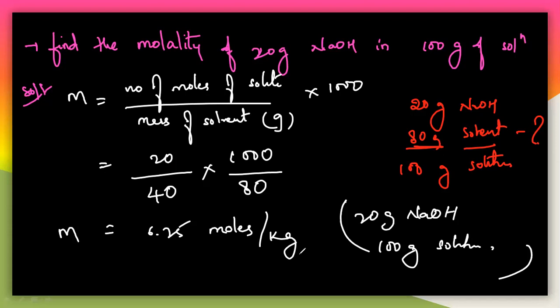So molality, molarity, and mole fraction: till now we have seen these three concentration terms. We will see the next term, normality, in the next session. But remember all these three concentration terms: mole fraction, molarity, and molality.